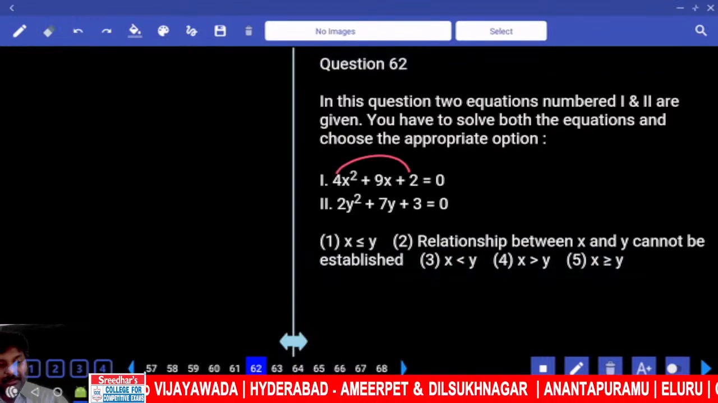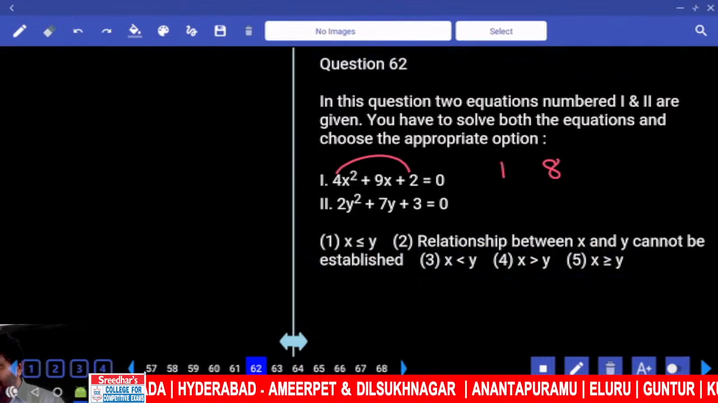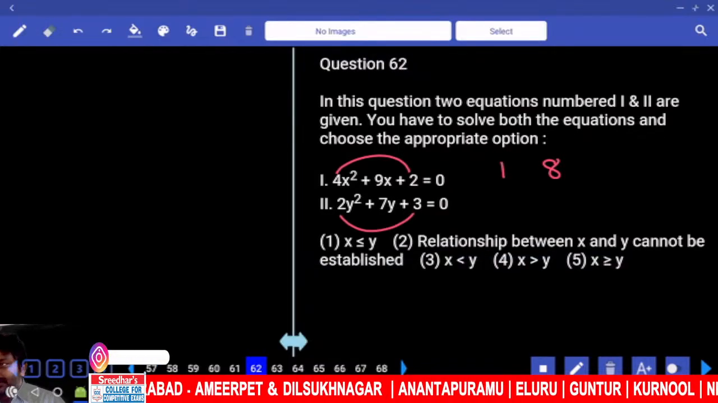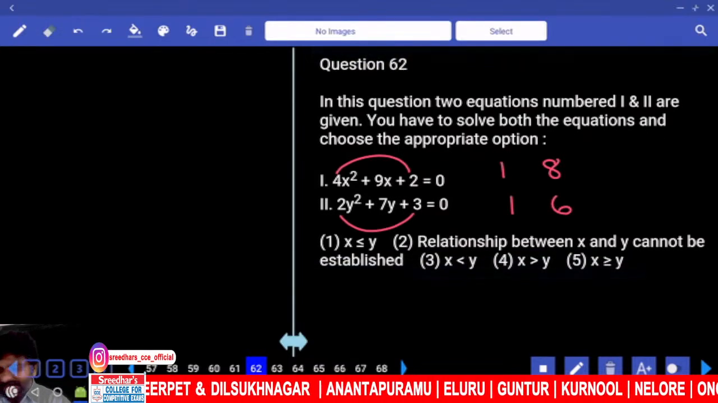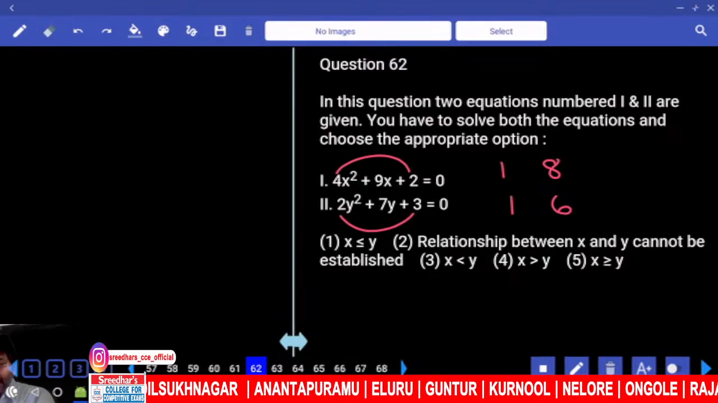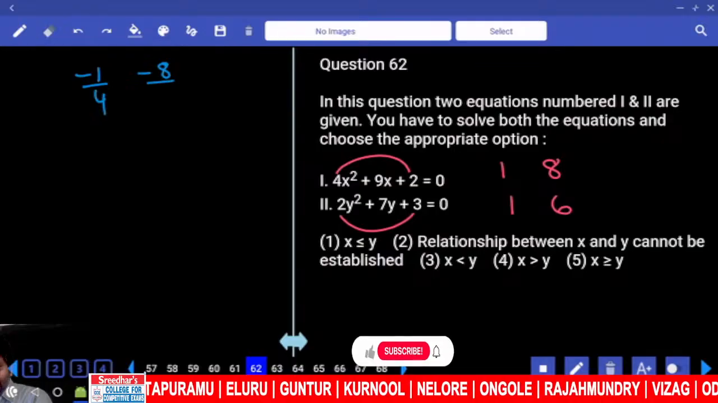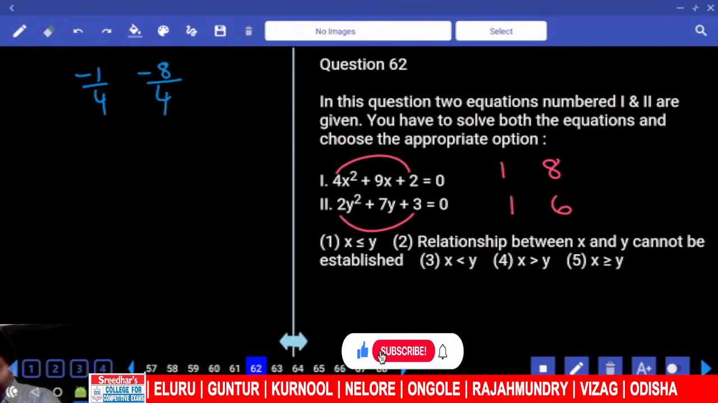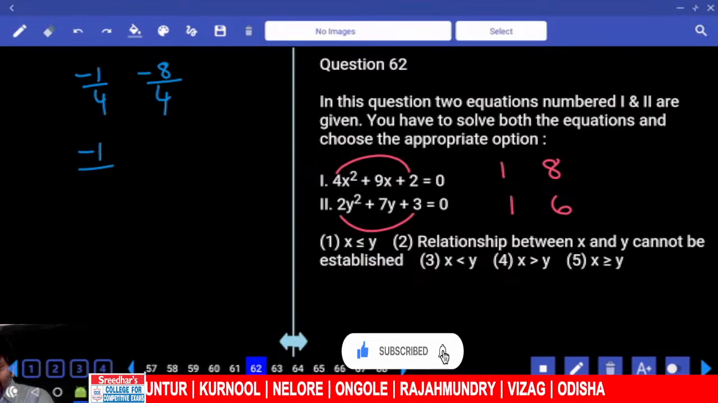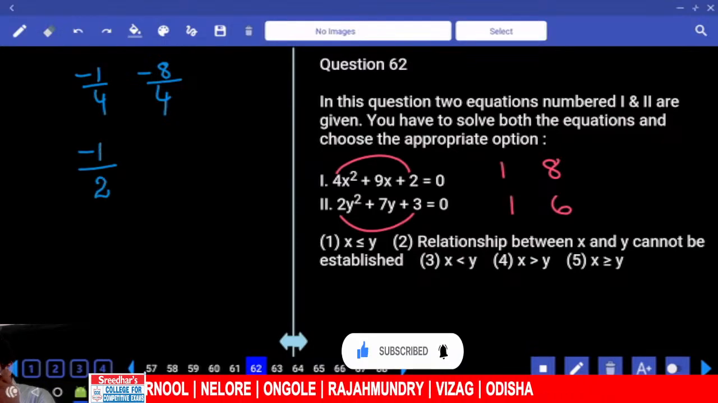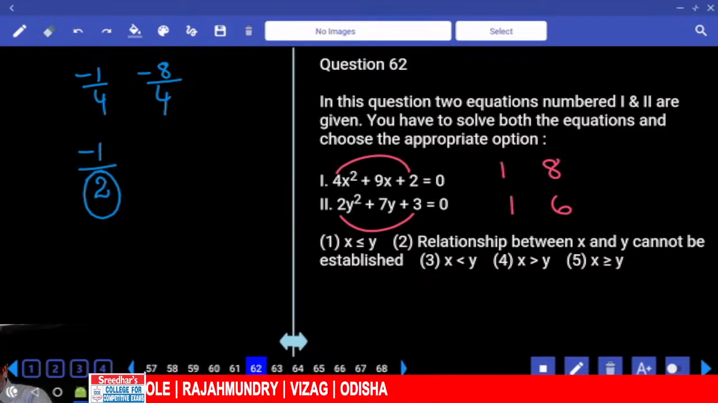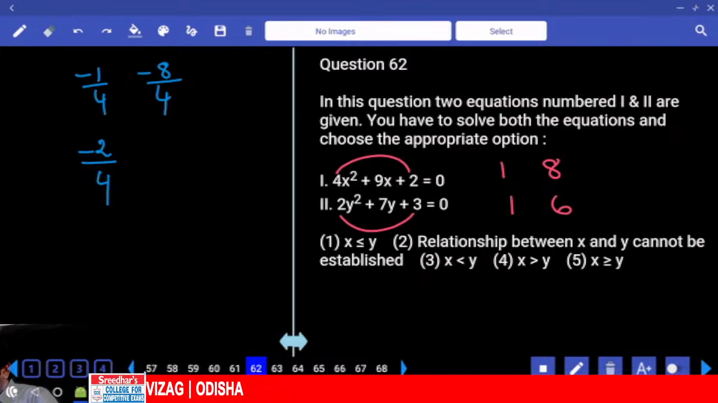Product 1 into 8. Sum is 9. Product 6, 1 into 6. Sum is 7. Minus 1 by 4. Minus 8 by 4. Correct? Minus 1 by, earlier denominator was, so even now also I am expecting 4 here. So we have to multiply both numerator and denominator with 4. Correct? Yes or no? You are done with the answer.